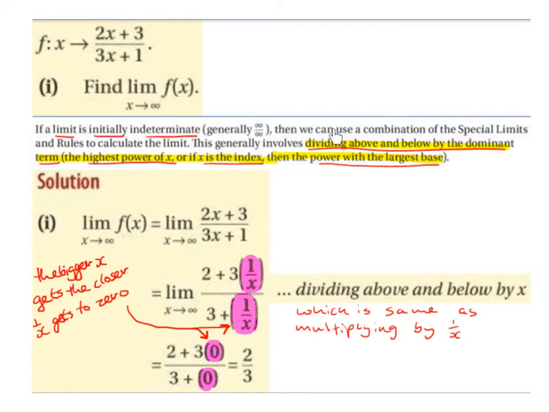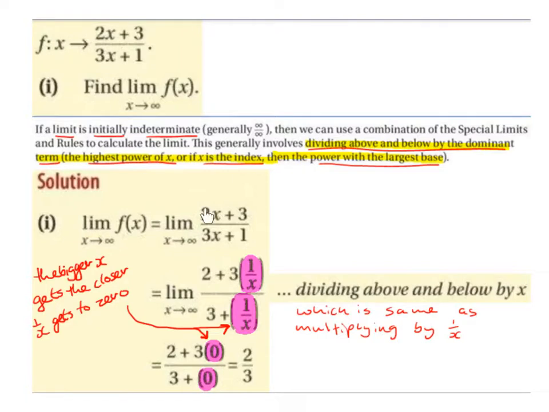So again, we're going to use a combination of the special limits and rules to calculate the limit. And this involves dividing above and below by the dominant term. And the dominant term being the highest power of x. So the highest power of x in both the numerator and the denominator is x. So we want to divide the numerator and the denominator by x. So another way of doing this is by multiplying by 1 over x. So dividing above and below by x is the same as multiplying by 1 over x.